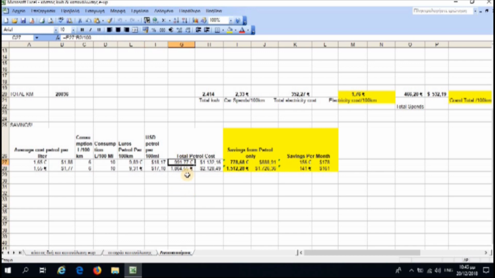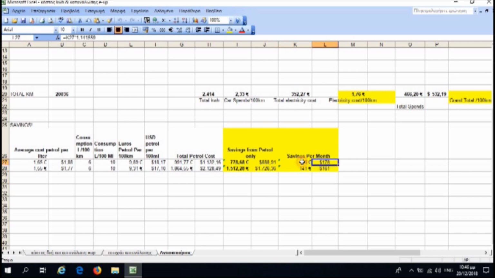We can see here that after 1 year the car consumes, let's say, 2000 euros or 2000 US dollars. So we saved only from petrol after 11 months 1500 euros or 1700 US dollars. And here are the monthly saving costs.